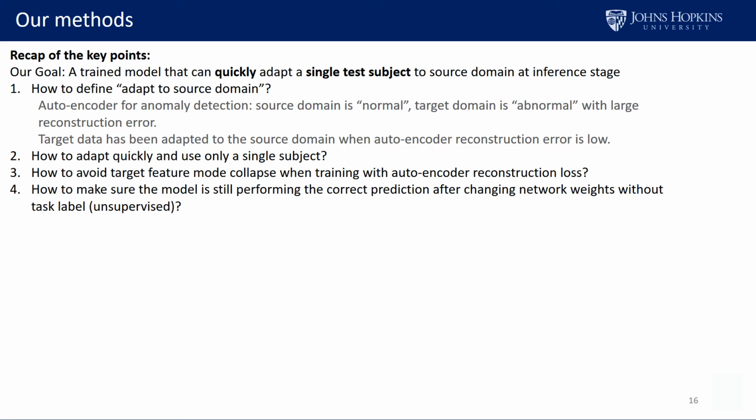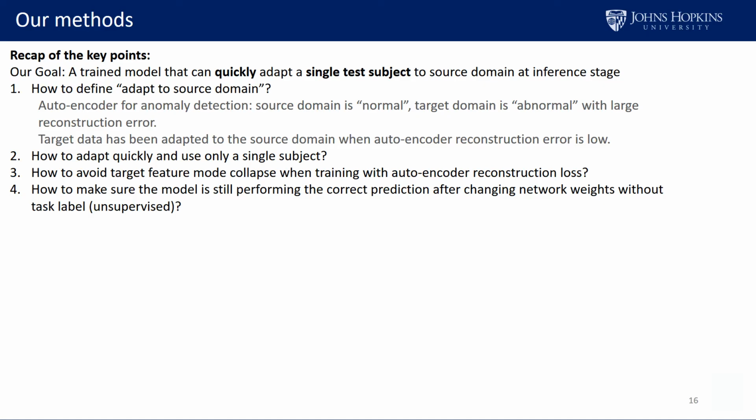Recall autoencoder for anomaly detection. We think the source domain is normal, while the target domain with domain shifts is abnormal, and we have large reconstruction error. So when the autoencoder has small reconstruction error, we think the target data has been adapted to the source domain.